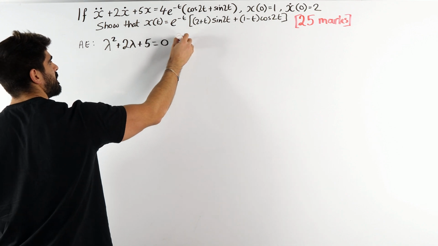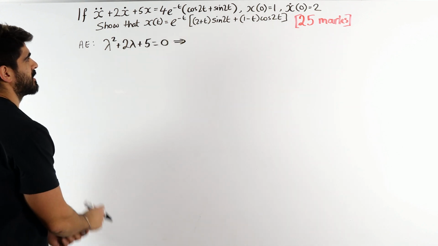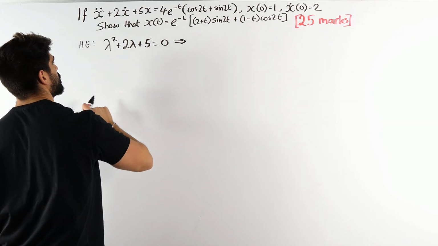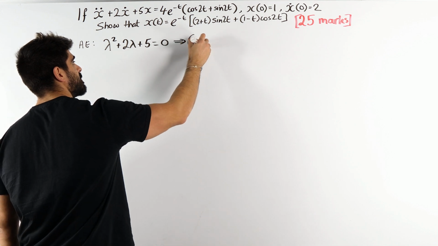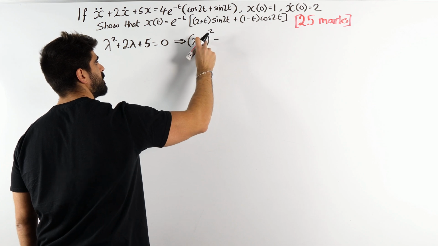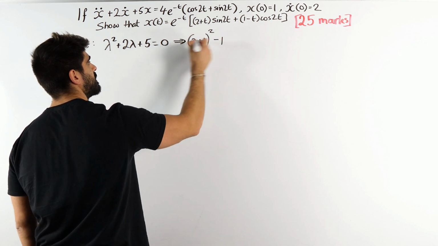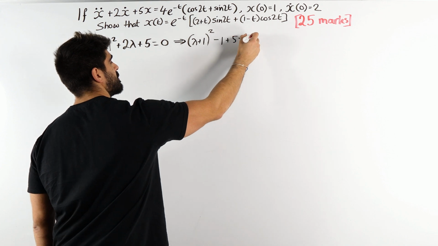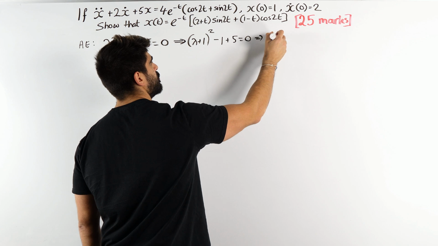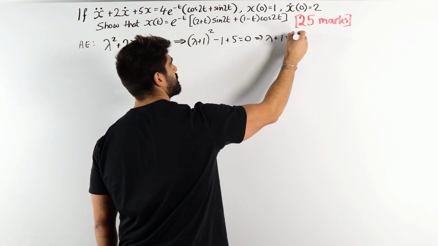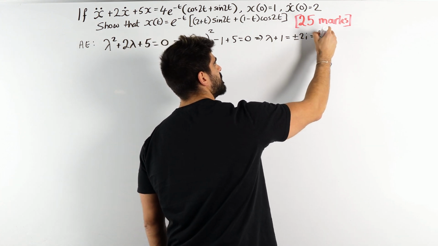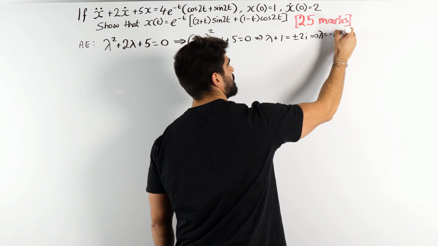Now we need to solve that. So I'm going to do that by completing the square. I wouldn't use the quadratic formula here just because the coefficient here is even. So we have lambda plus 1, halving that coefficient, squared, minus that number squared, which is minus 1. Then we add 5 is 0. So that gives me plus 4. So when I move the 4 over and square root that, I get plus or minus 2i. And then you get lambda is minus 1 plus or minus 2i.